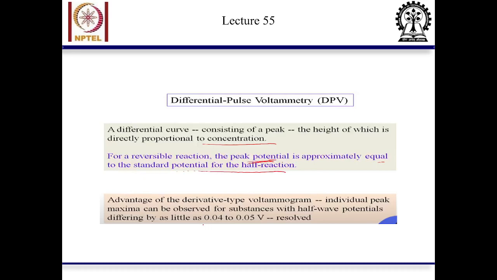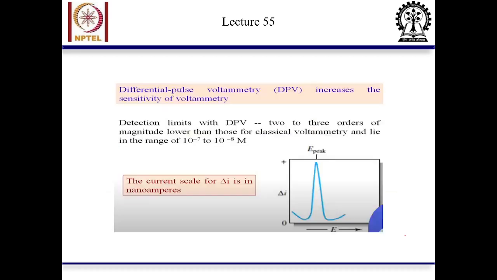The important thing is that we can resolve peaks up to 40 to 50 millivolts apart. Suppose two peaks are close like this. In CV they will merge, and you are not able to find them separately. But in DPV, you get two separate peaks. So we can resolve peaks separated by 40 to 50 millivolts. Basically, the detection limit of DPV is very small.